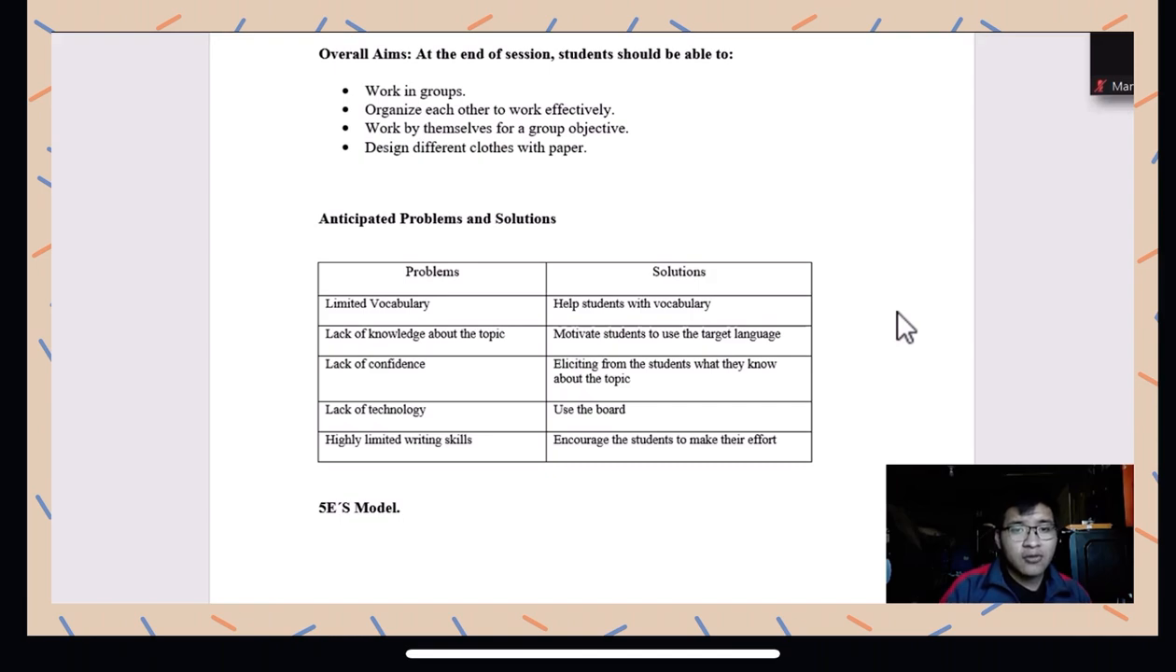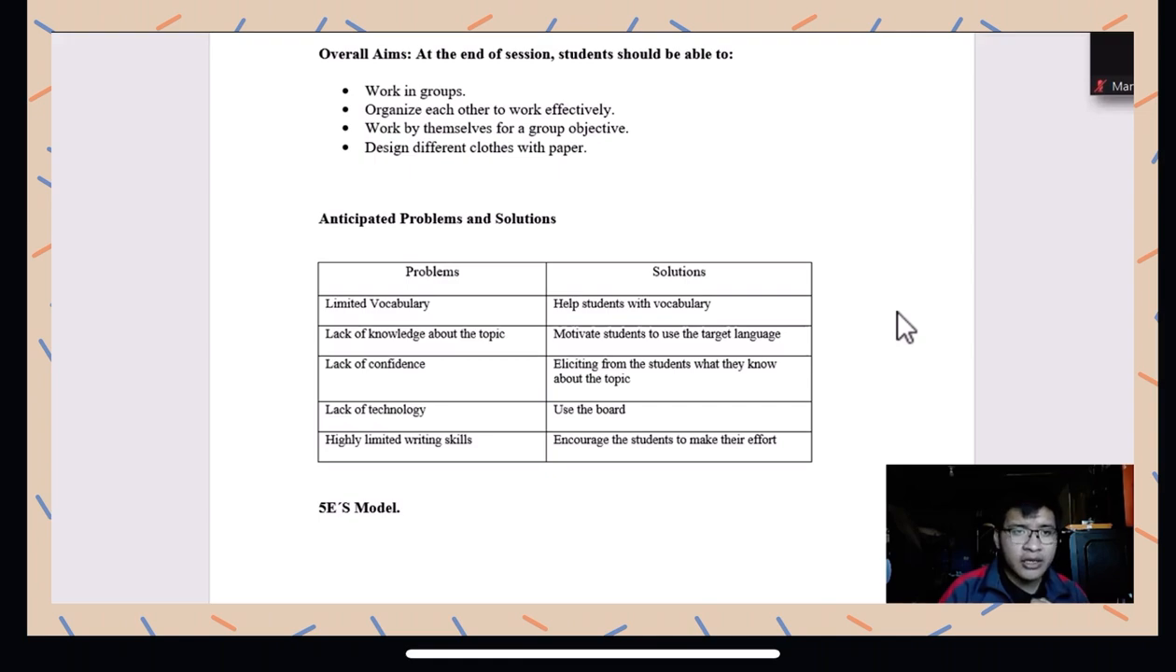The other one is lack of knowledge about a topic. What we can do here is to motivate our students to use the target language in the best way they could. The next problem that we can probably face is the lack of confidence. To solve it, we can elicit from our students what they know about the topic. The next one is the lack of technology.